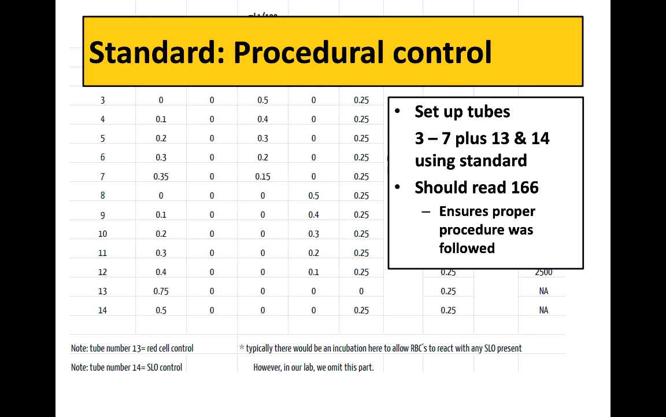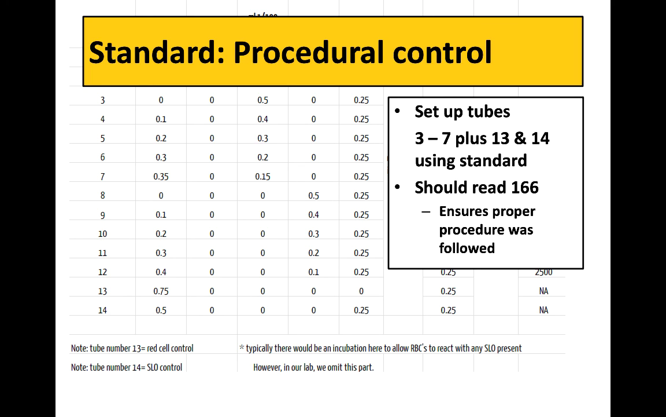The one thing they're still not checking is, did you do it right? You can have all the reagents working perfectly, but if you screwed up your tubes, then we're going to have some trouble. So you're going to set up what's called a standard control. And this is a procedural control. This is something that you use to make sure you did it right. Like, you actually put the right amounts of the right things in the right places.